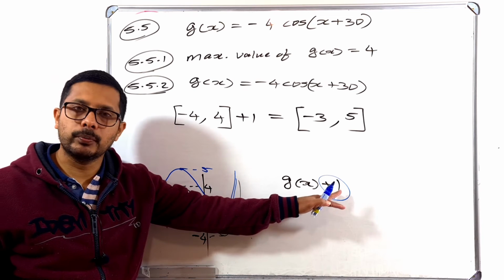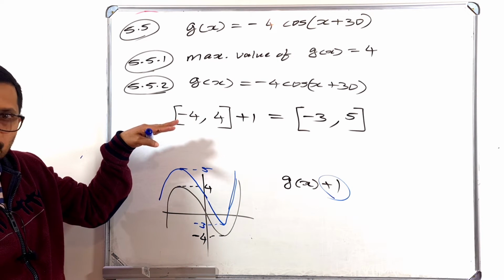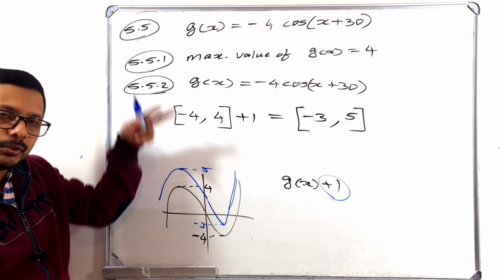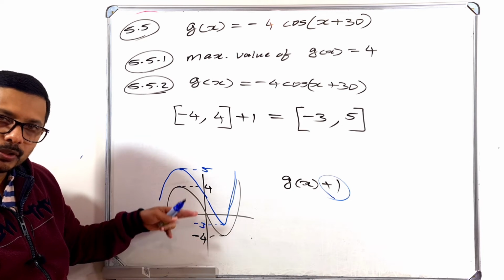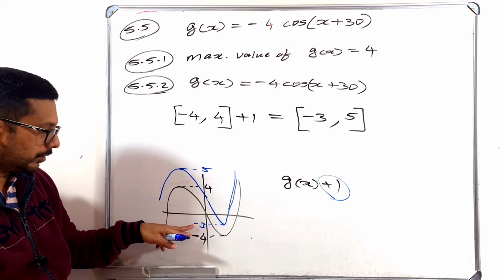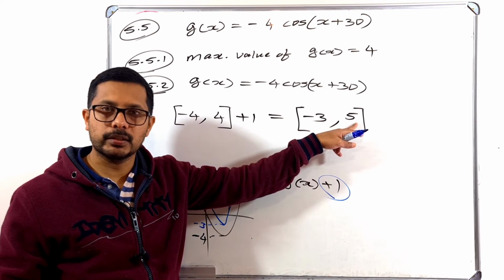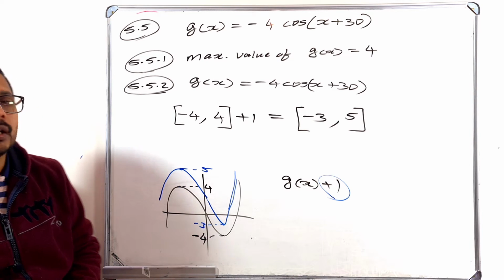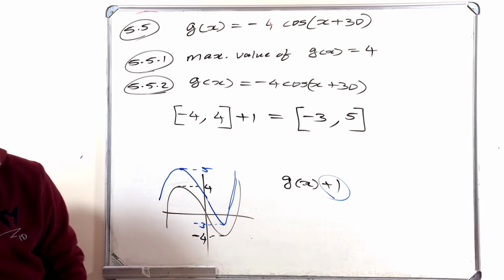G of x plus 1 means the entire graph of g of x is shifted 1 unit upwards. So here the g of x graph maximum is 4; 1 unit upward means 5. Minimum is -4; 1 unit upward means -3. So what is the new range? From -3 to 5. Did you get the same answer? This is an easy, shortcut method to find the answer. So that is 5.5.2. Now let's go to the next question, 5.5.3.